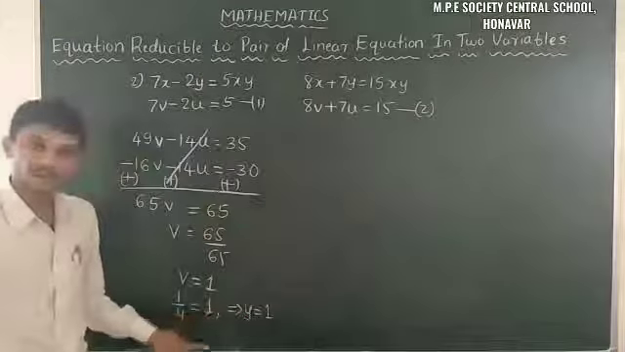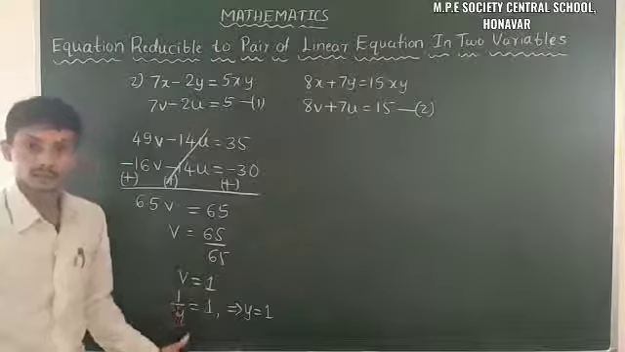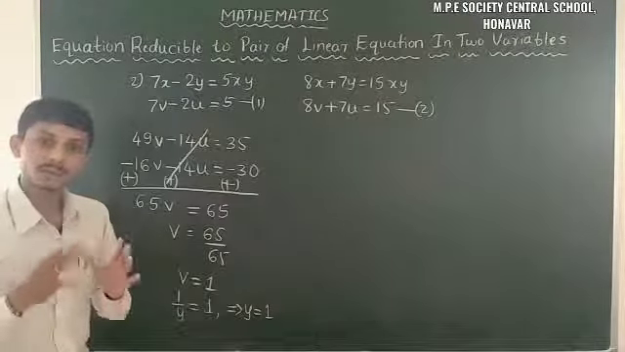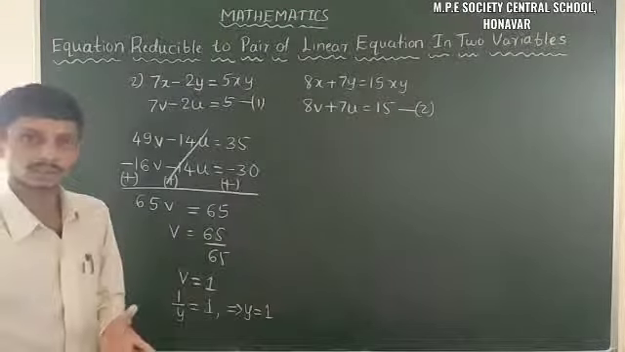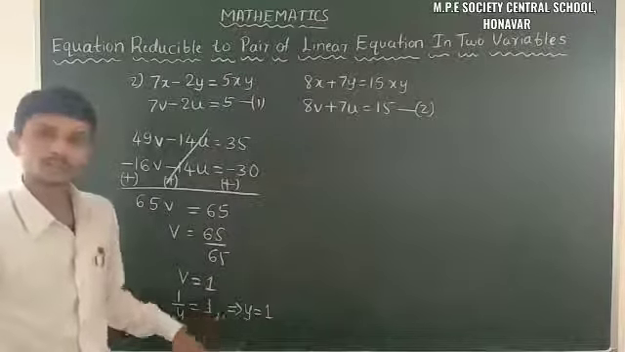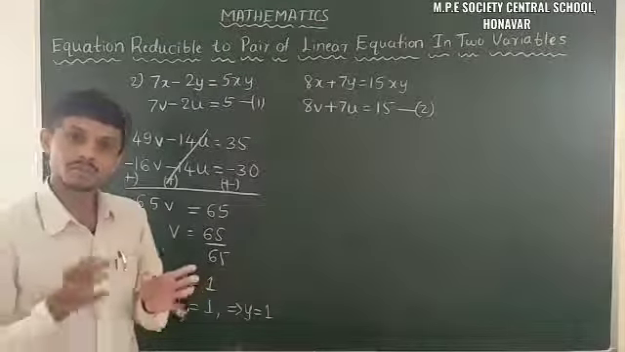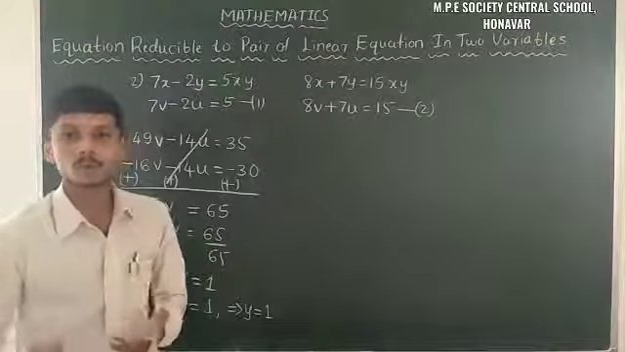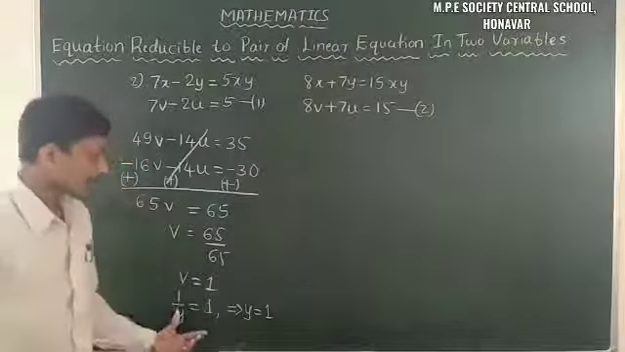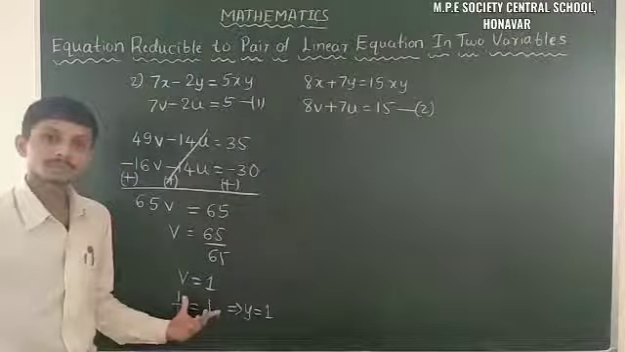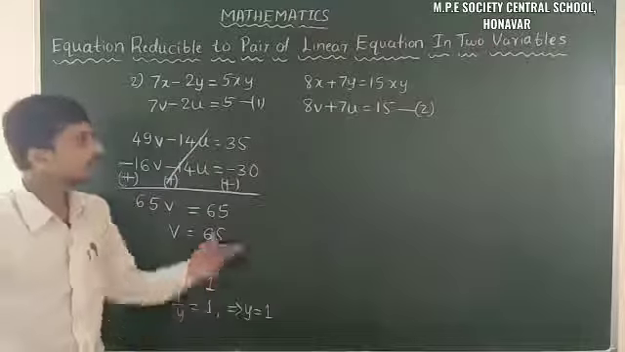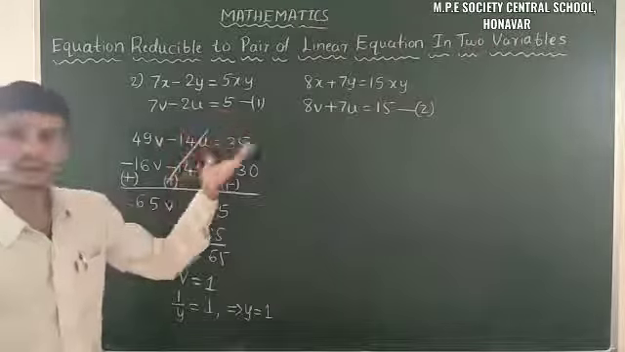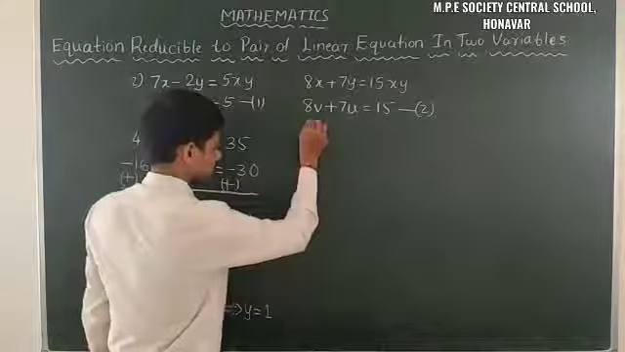That means when we are inverting the number 1, the value is the same, because 1 by 1, when we are taking the reciprocal, it is again 1 by 1. So after that, what we have to do? We have to substitute the value of v is equal to 1 in any other equation, equation 1 or equation 2.